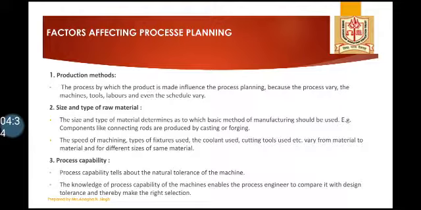Size and type of raw material. The size and type of raw material determines as to which basic method of manufacturing should be used. Example, components like connecting rods are produced by casting or forging. The speed of machining, type of fixtures used, the coolant used, cutting tool used vary from material to material and for different sizes of same material.